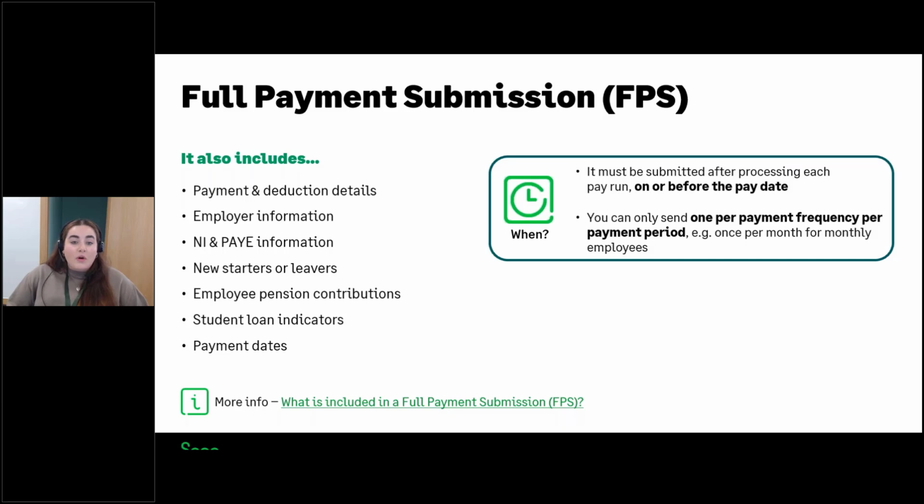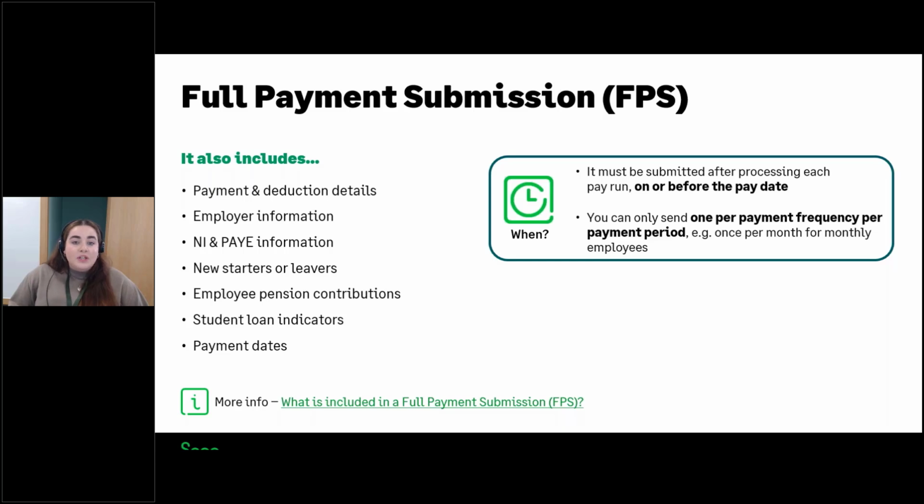So that's what the FPS is and what's included. And just a reminder of when it's needed as well. So it must be submitted after processing each pay run on or before the pay date. So let's say I run a monthly payroll, for example. My pay date this month will be the 30th of September. I need to make sure that my FPS is submitted on or before that date.